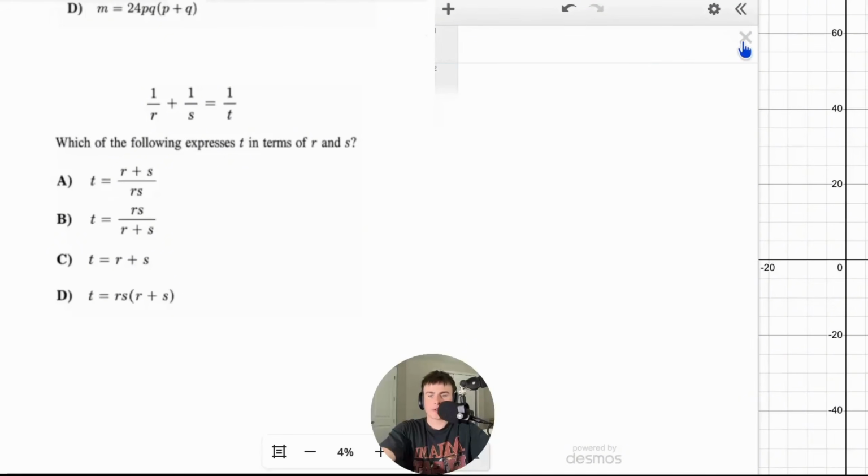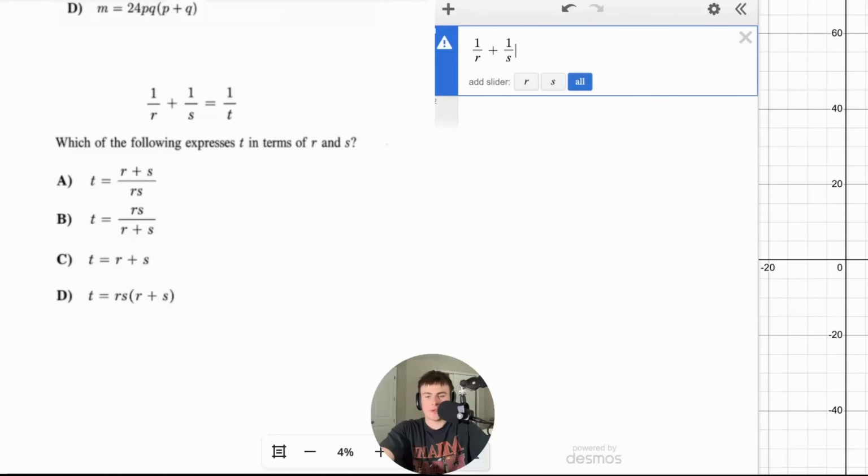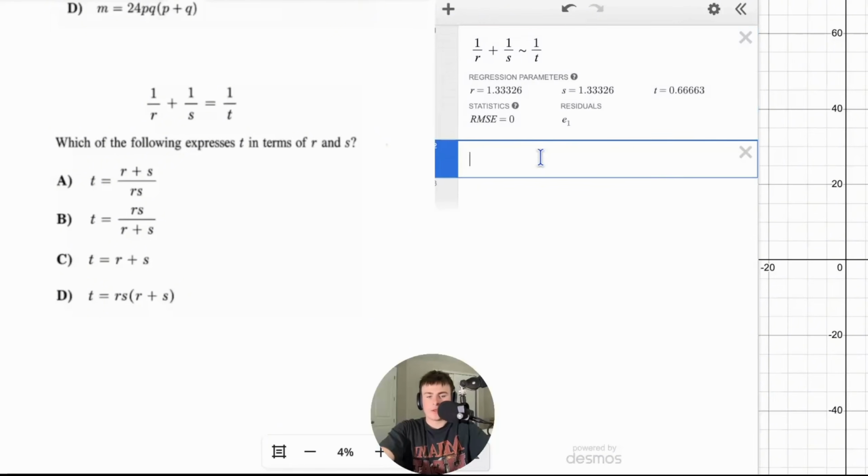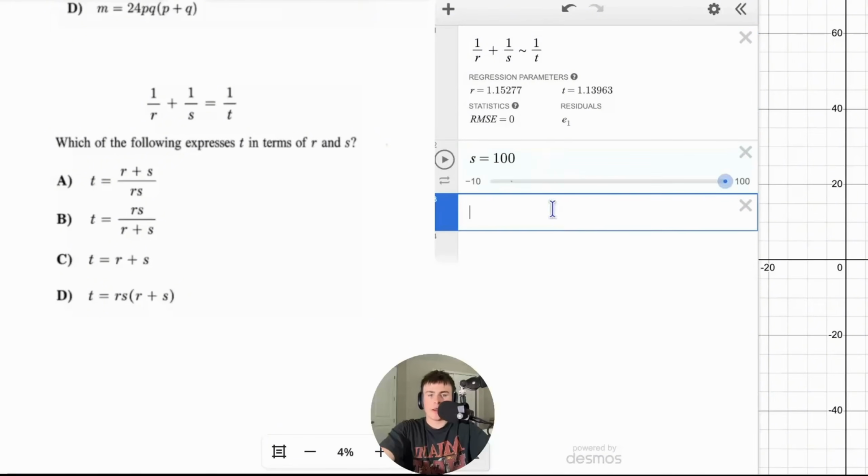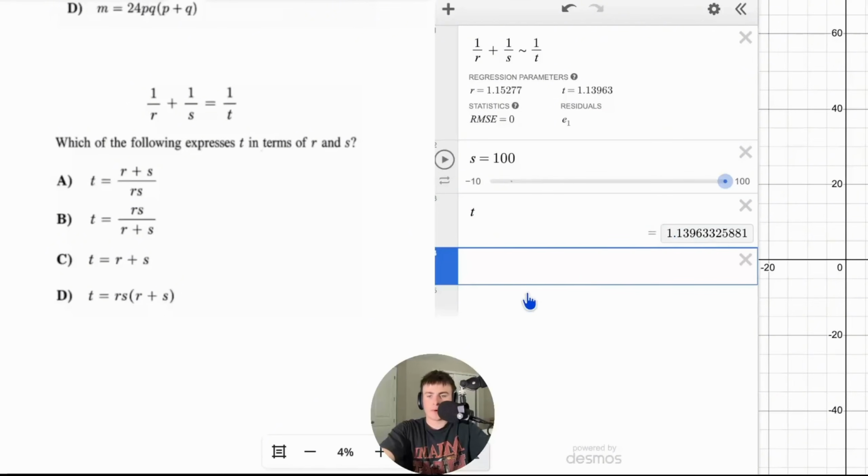It says, which of the following expresses T in terms of R and S? So we are isolating T here. So it's the same process. 1 over R plus 1 over S is 1 over T. And let's say S is like 100. And sure, these are fine. We'll plug in all the options and see which one equals T. T is 1.13 here. So see which one equals this number.